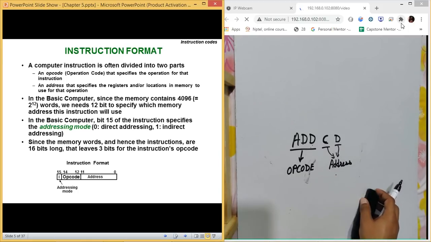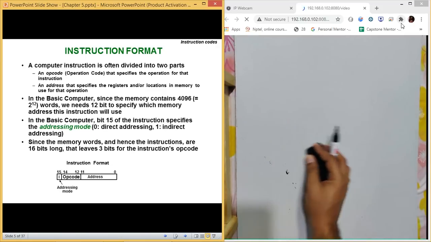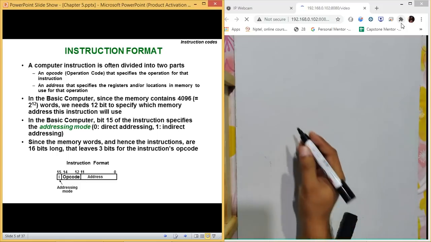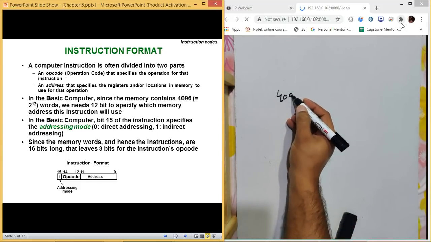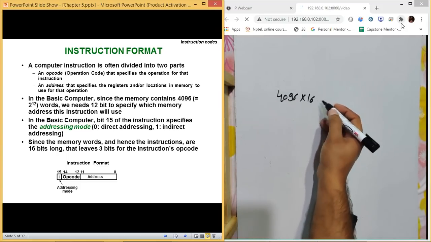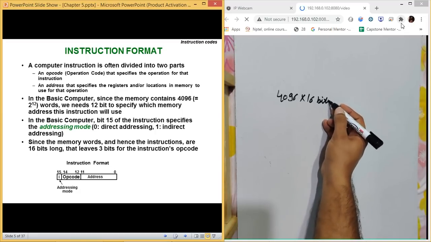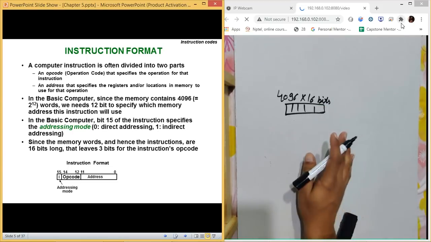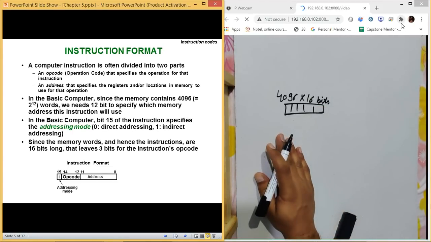Now let us talk about the same computer which we discussed earlier. In that, we had a basic computer containing a memory of 4096 x 16 bits. So that was the total size, meaning one word contains 16 bits. That is what we had in the basic computer.